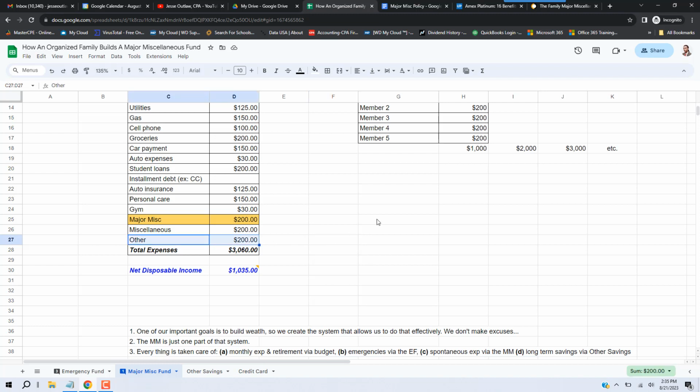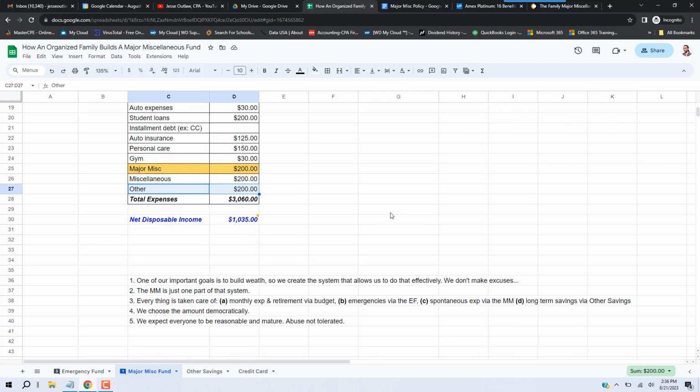This major miscellaneous is really for the spontaneous things that come up that you did not plan, okay? But the point is, everything is taken care of. Financially, our system takes everything into consideration: emergencies, spontaneous expenses, retirement. Everything is taken into consideration, and the whole purpose of that is to allow family members to comfortably send in this money every month to the family investment pool, and this is why we're going to be able to build our wealth in a very systematic way.